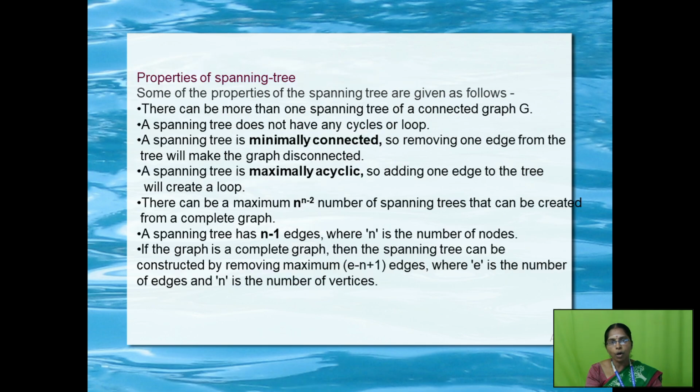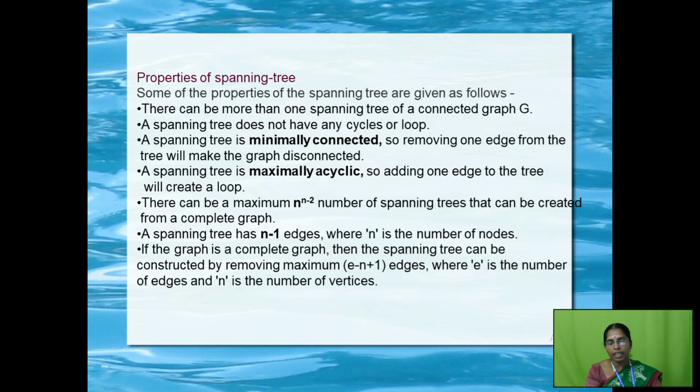Next, what are the properties of a spanning tree? Let us see some properties. There can be more than one spanning tree of a connected graph G. A spanning tree does not have cycles or loops. If you form a cycle or loop, that cannot be called a spanning tree. A spanning tree is minimally connected, so removing one edge from the tree will make the graph disconnected. A spanning tree is maximally acyclic, so adding one edge to the tree will create a loop.